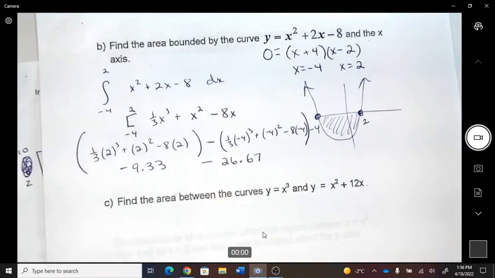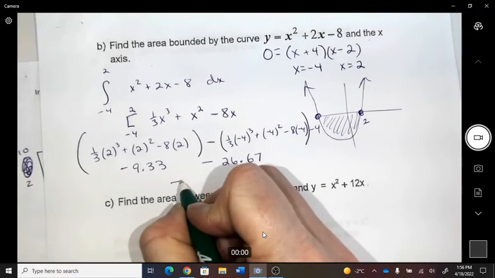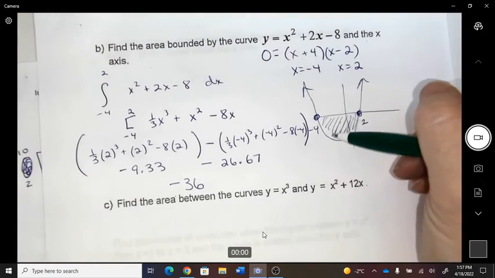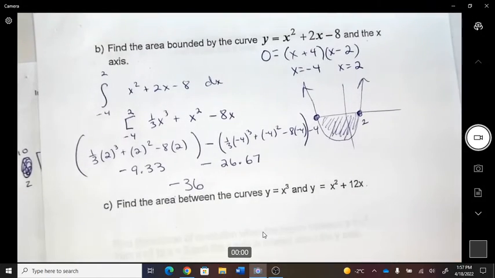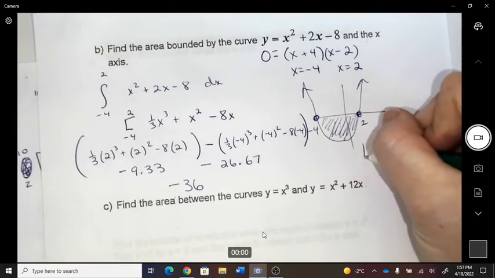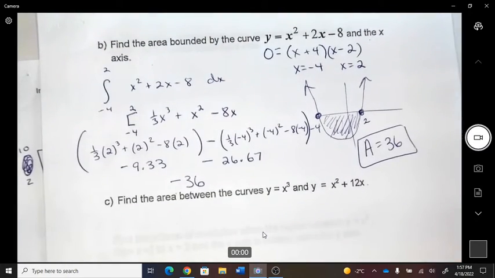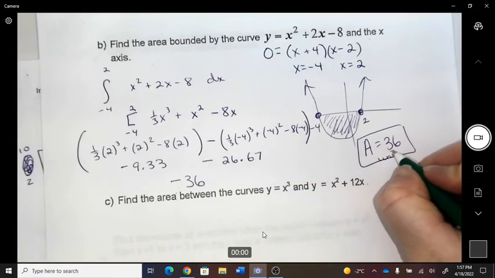So this answer would come out to be negative 36 in your calculator when you did it. And this is why, don't panic, it's negative. The reason is because it's below the x-axis. That's why it's negative. But your answer should be area equals 36 when you're done. Do you want us to write a huge square? I'm okay if you don't.